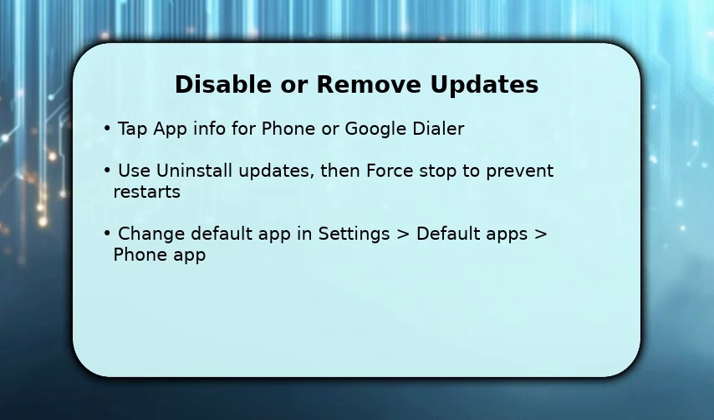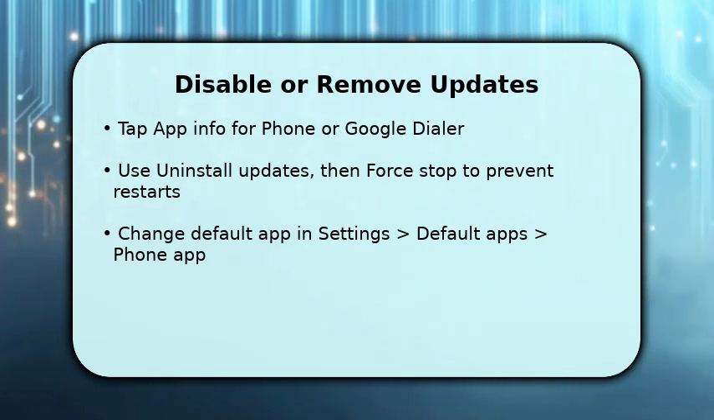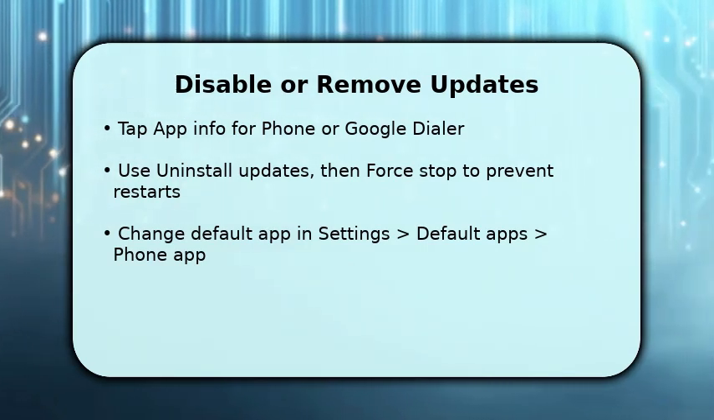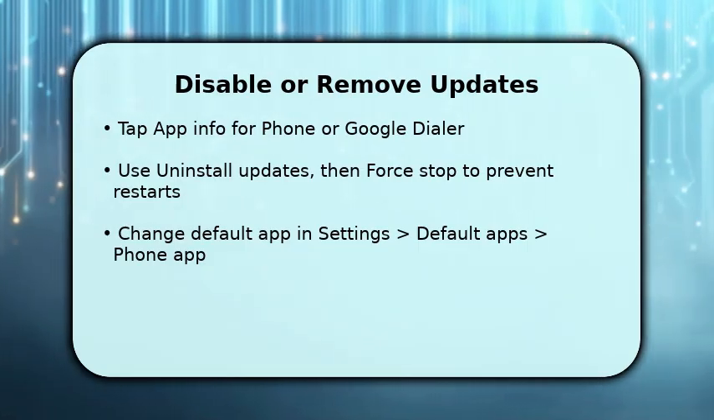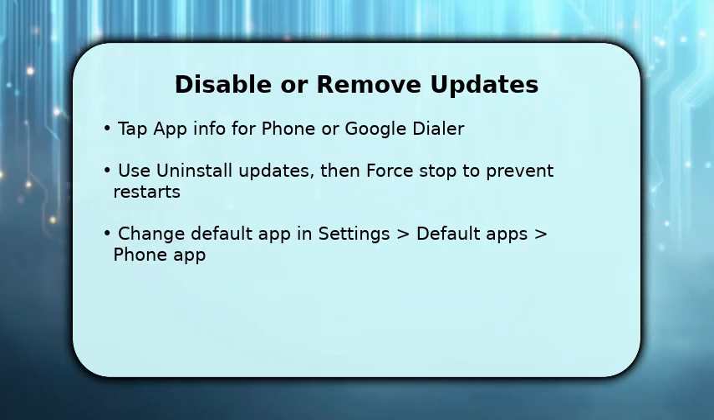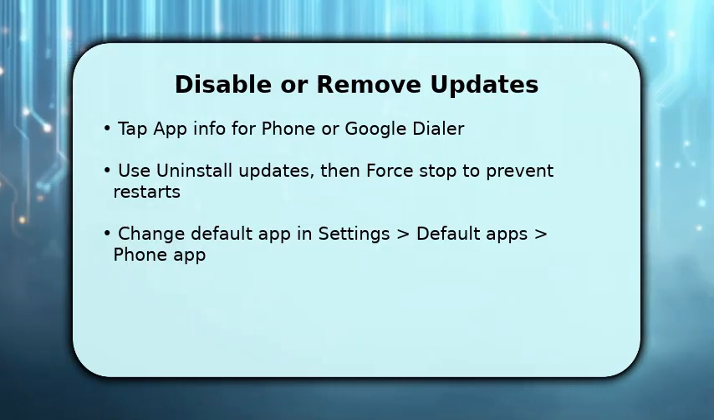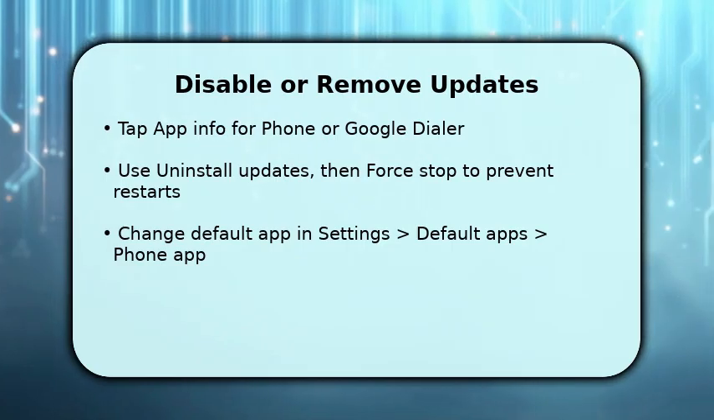Now focus on the app controls. In App Info, tap Uninstall Updates if available, because you can't uninstall a pre-installed system app fully. This returns it to factory version. Then force stop to halt background processes and clear cache and storage if you want to remove saved data.